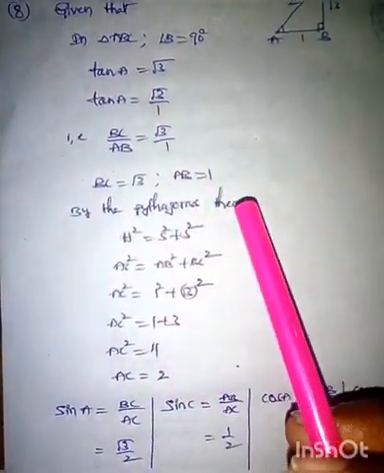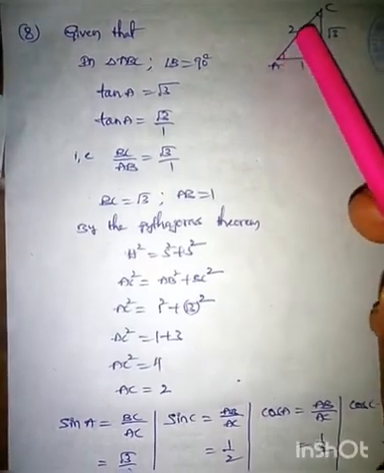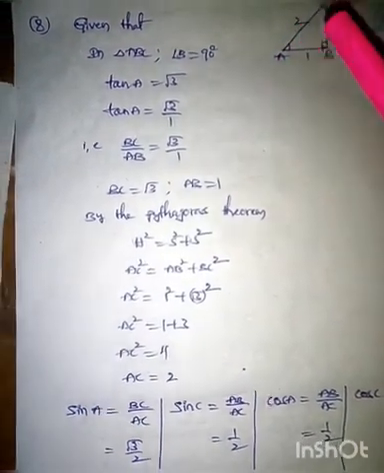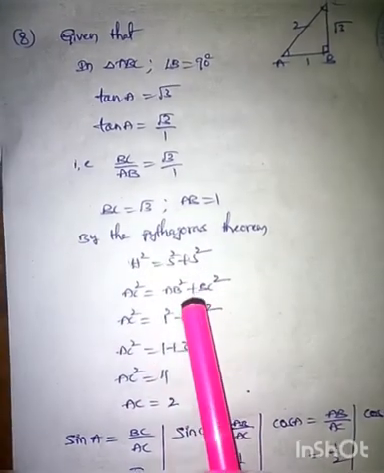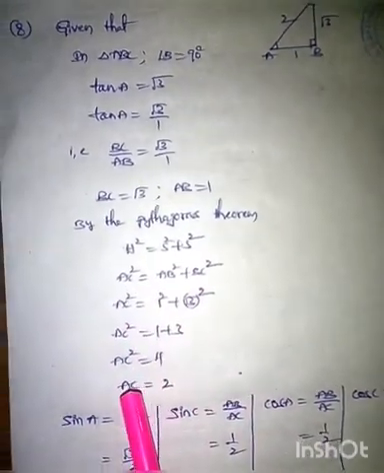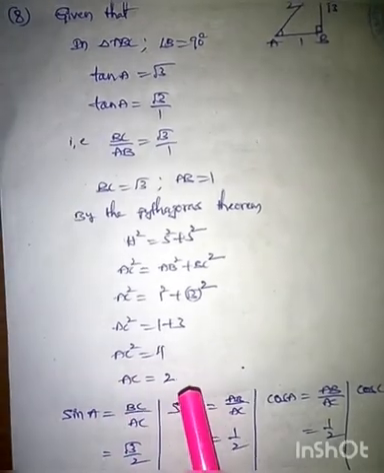By using the Pythagoras theorem, we can find the third side here because we don't know the third side. That's why hypotenuse square equals side square plus side square. So by using this, we can find the third side, that is AC is 2.